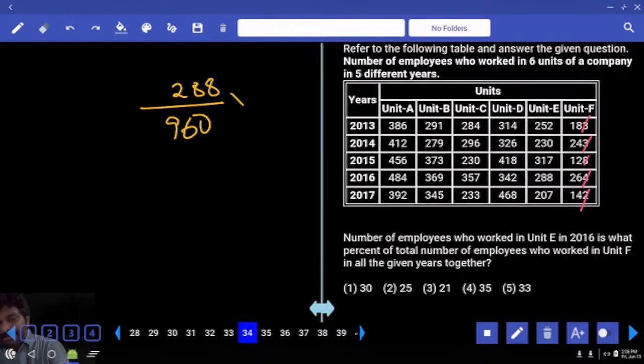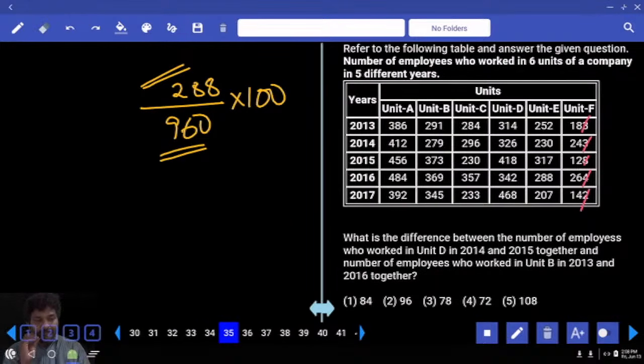288 is what percentage of 960? That's what the question is, correct? What is 10%? Close to 100. Numerator close to 300. Answer close to 30%. How many? Only one. Done.